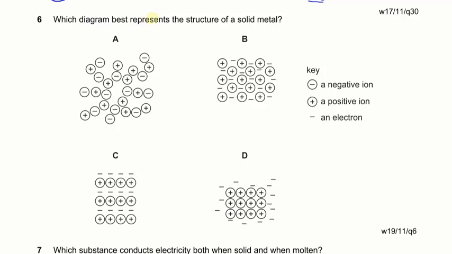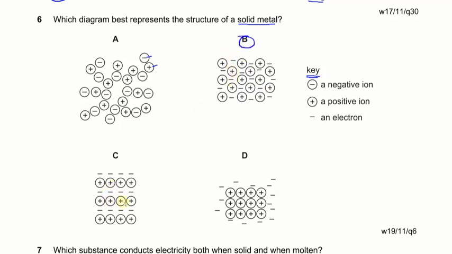Next question. Which diagram best represents the structure of a solid metal? In the solid metal, we have positive ions and sea of electrons. Okay, A is not possible because in A we got only positive ions and negative ions. Okay, in the key they have given you. So B is a diagram in which you show the randomly moving electron, the randomly present electron. Actually, that is the correct answer.